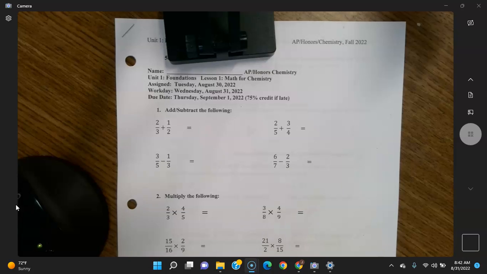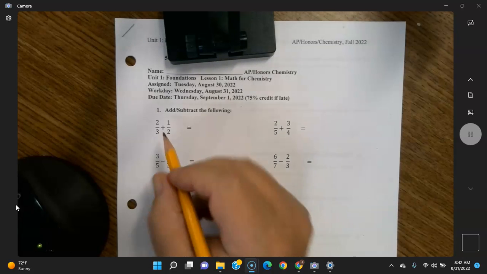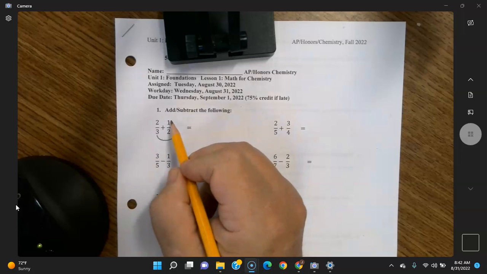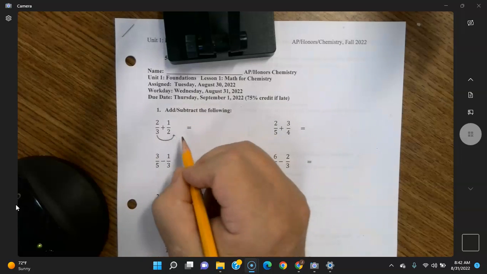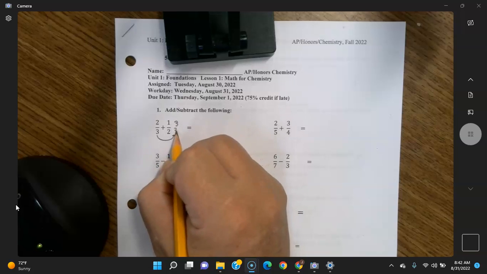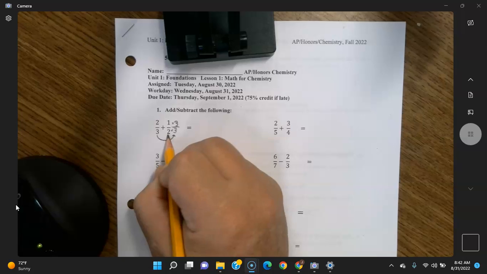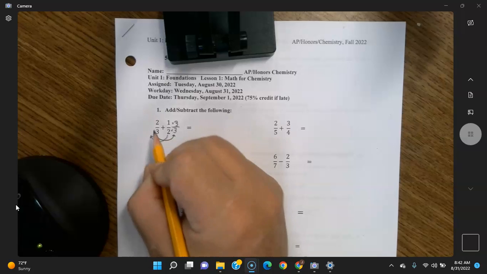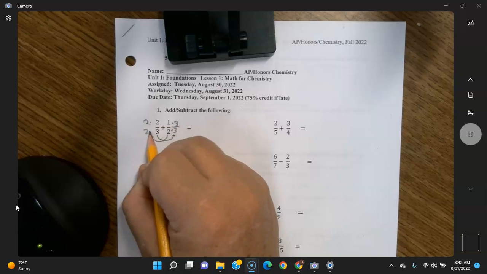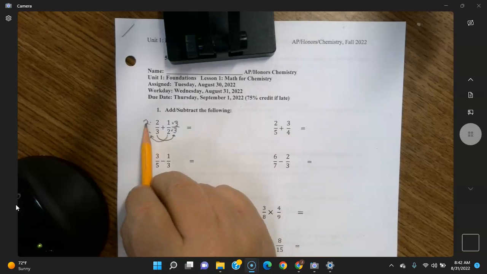Let's get started. Adding and subtracting fractions, you can use the crossing arrows method. The top of a fraction is called the numerator, the bottom is called the denominator. Take that denominator, move it over here, and multiply the top and the bottom by that. Then you take this one and bring it over here, top and bottom. So now you have 4 multiplications.